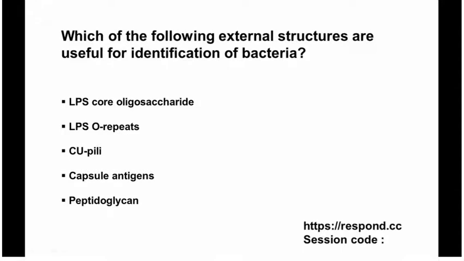Okay, so core oligosaccharide, not variable enough. CU pili, too variable. Capsule antigens, useful or not useful? Who said yes? Yeah, you're right, very useful. Peptidoglycan, useful, not useful? Yeah, you're right, it's not useful. Why? Why isn't it any use to distinguish between bacteria, peptidoglycan? Yeah, same thing. It's too highly conserved. There are no differences between bacterial species.